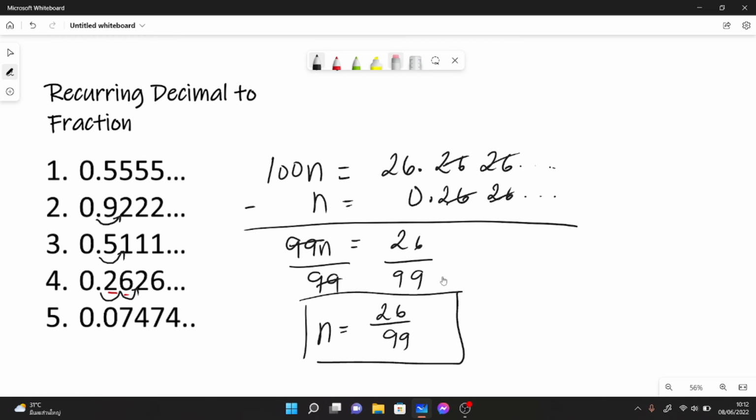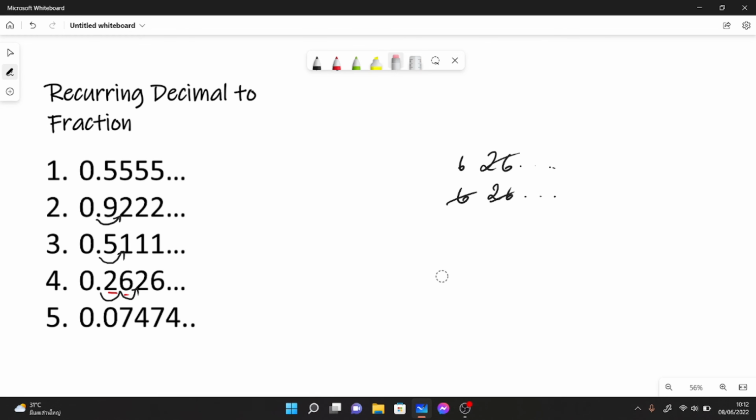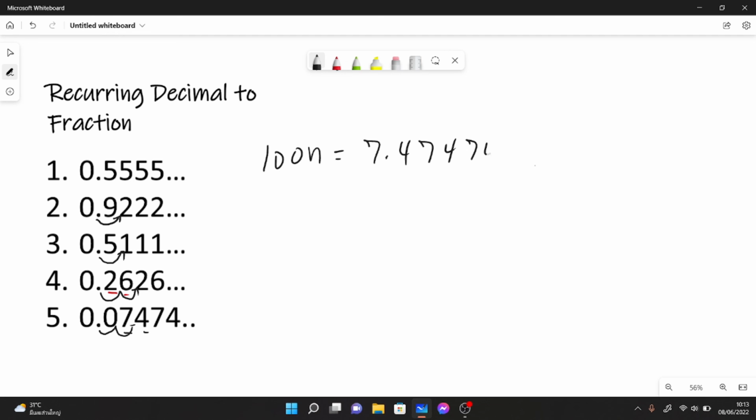And let us now go to our last example. 0.07474. Two numbers are repeating, 7 and 4. So multiply by 100. So we have 7.4, 7474, and so on. Our original given number is 0.07474.